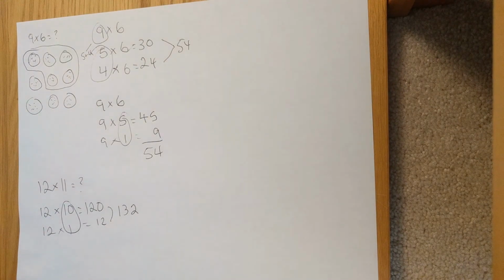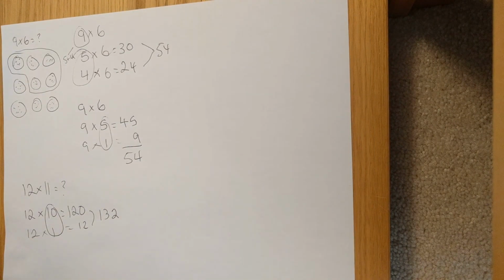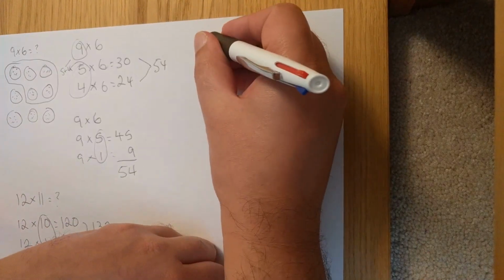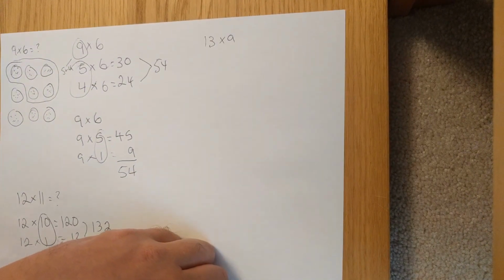So next up, we're going to look at an array. An array is basically just kind of a more organized way of using this distributive property. So let's do 13 times 9. And we're going to put that in an array.